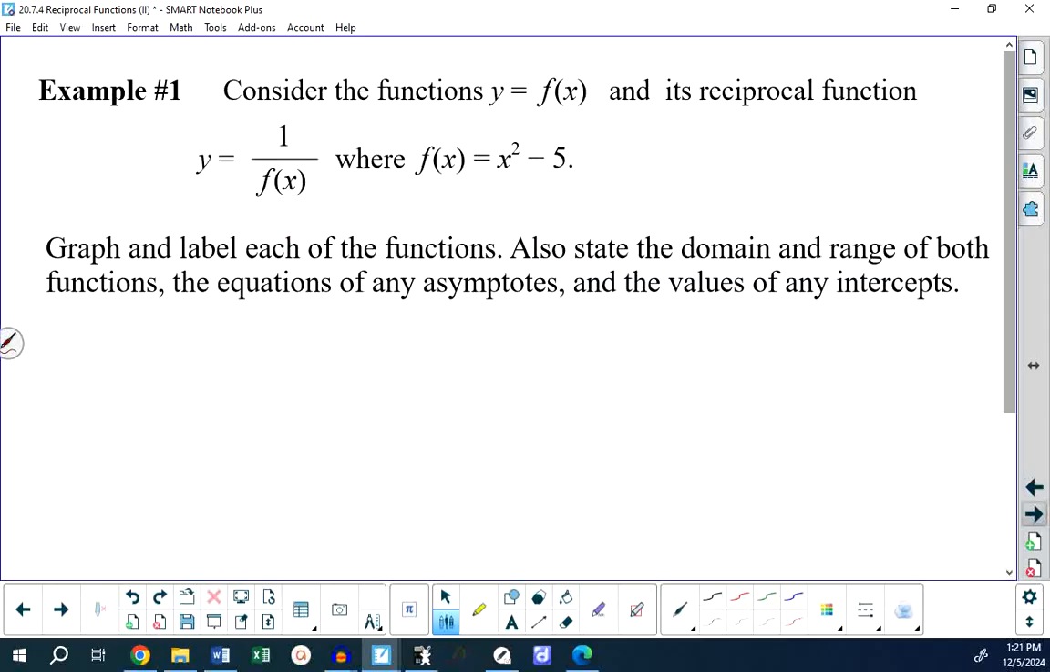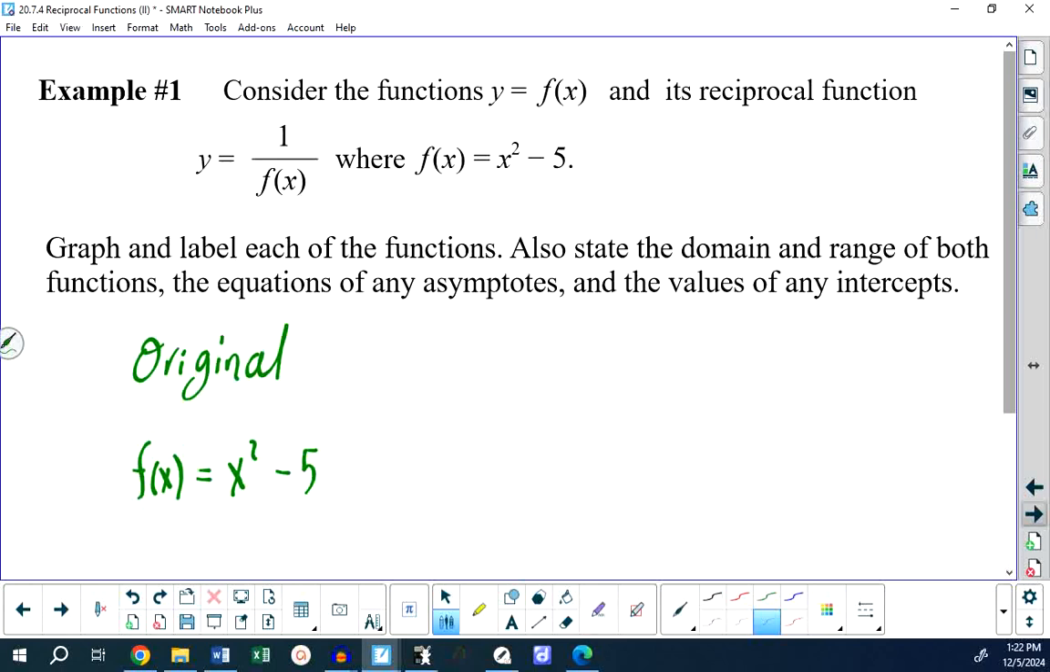So for example 1, consider the function y equals f of x and its reciprocal, if f of x is x squared minus 5. What this is saying is the original function is f of x equals x squared minus 5. And don't forget, f of x is y, right?